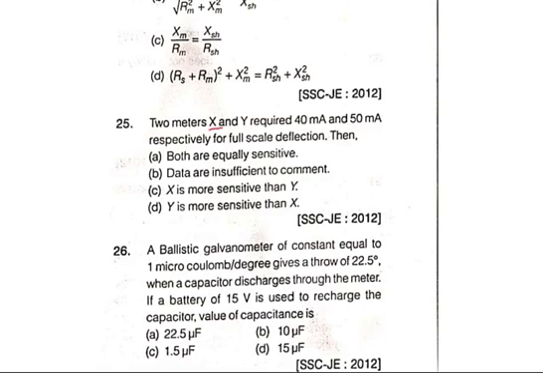Two meters X and Y require 40 milliamps and 50 milliamps respectively for full scale deflection. For full scale deflection, two meters' readings are given.